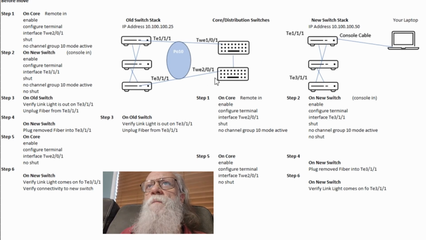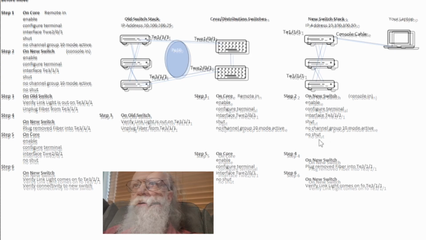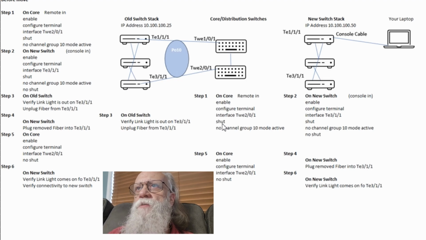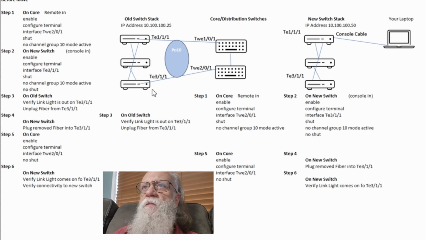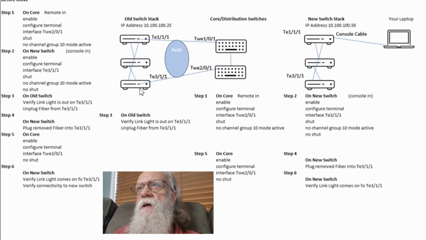I'm going to go on the core. I'm going to log in on the core to this interface. So I've already logged in that interface. I'm just going to do the command shut, and then I'm going to put no channel group 10 mode active, because this is port channel 10. So I want to shut this port down, which makes that link dead. I take it out of that port channel, and I'm going to verify that that link light and everything goes out.